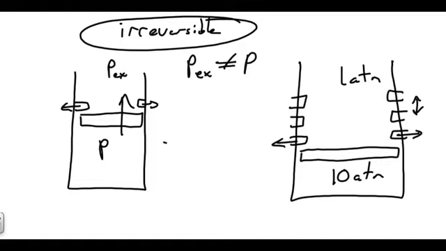So if we look at this process, we can also look at it in terms of what would a graph of this process look like? And let's contrast it with the reversible process.